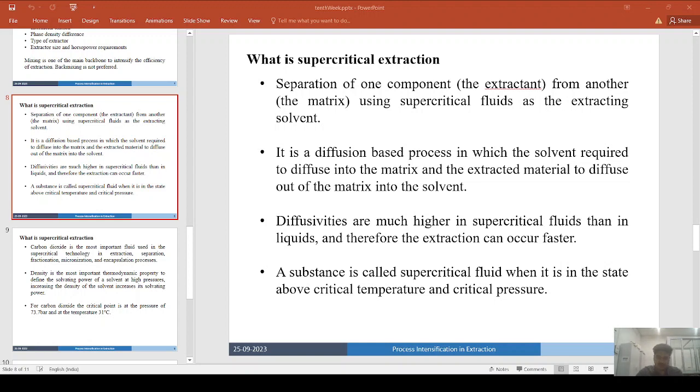So supercritical extraction basically involves the separation of one component, the extractant, from another using supercritical fluid as the extracting solvent. It is a diffusion based process in which the solvent is required to diffuse into the matrix and the extracted material to diffuse out of the matrix into the solvent. The diffusivities are much faster in supercritical fluids than in liquids, and therefore extraction can occur faster.